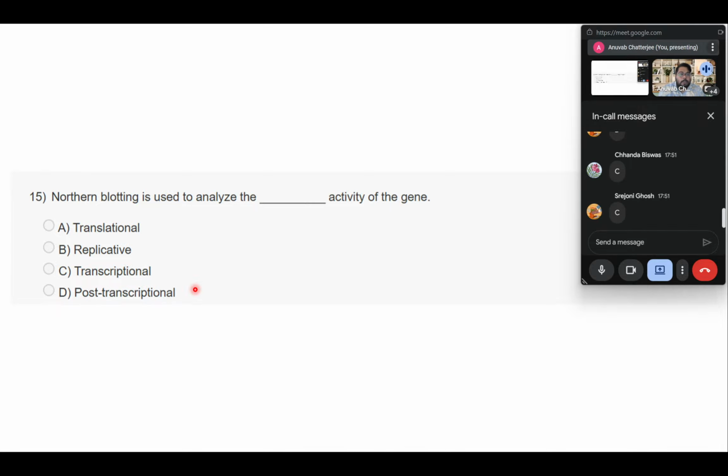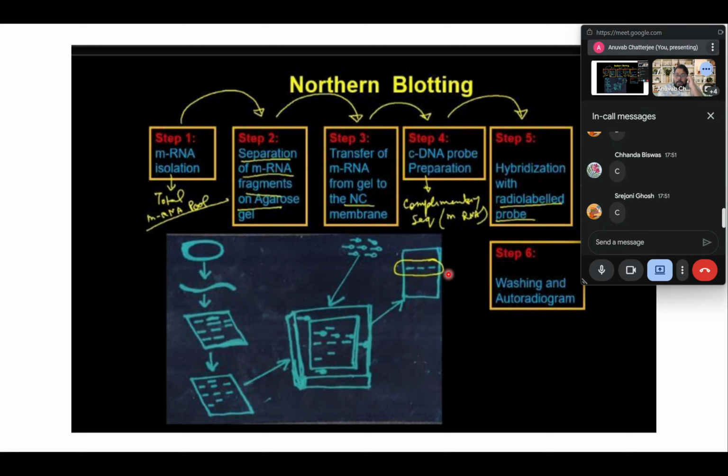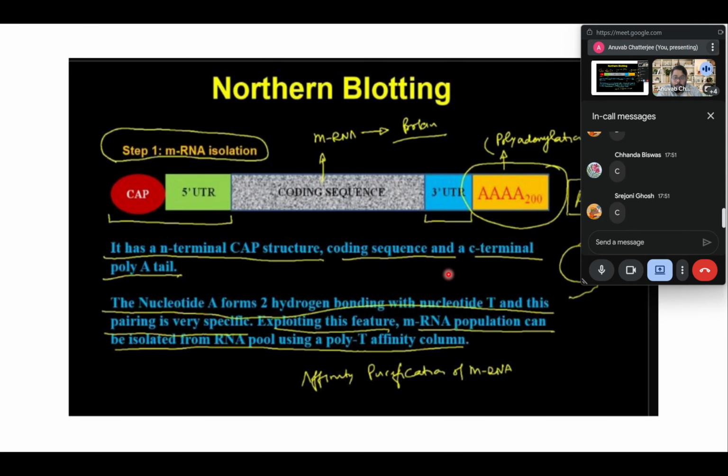Okay, Srijani, Chanda both say it is C, transcriptional. So we know that when we are doing a Northern blot, we are looking at mRNA and how much mRNA you have in your sample and which mRNAs you have in your sample. So mRNA will show you what the transcriptional signature of a cell is. All the cells that we have in our body actually have the same exact genomic DNA.